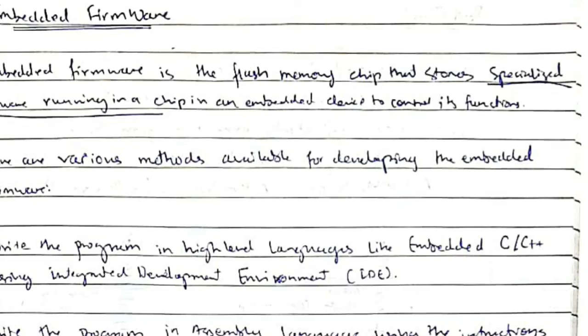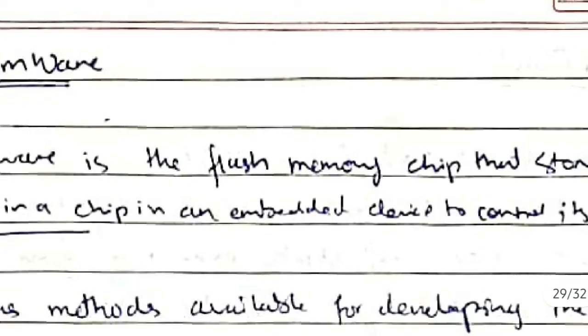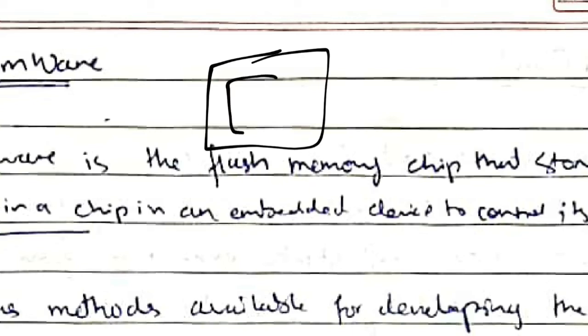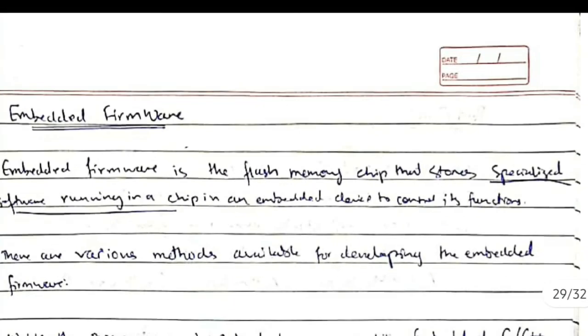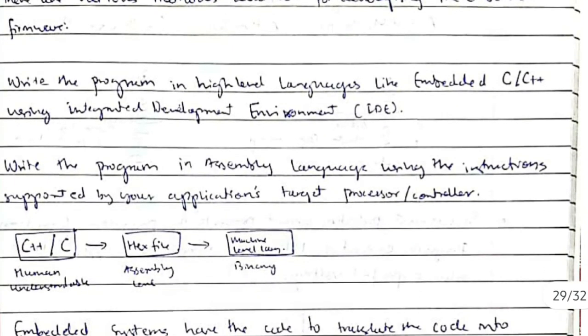Okay. What is embedded firmware? Firmware is nothing but a set of instructions written in a microchip, which will perform the specialized instructions written in it. There are various methods for developing it. First, you can write in a high level language and use an integrated development environment, or you can write in assembly level language using a translator. You can convert that into a hex file and then a binary file.